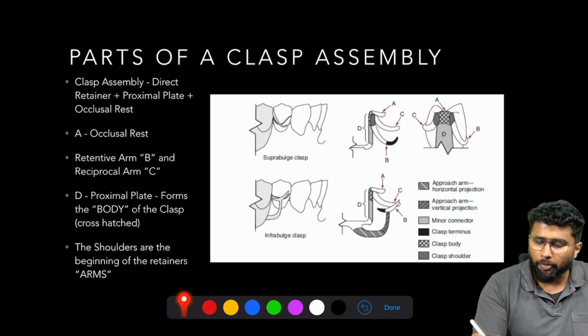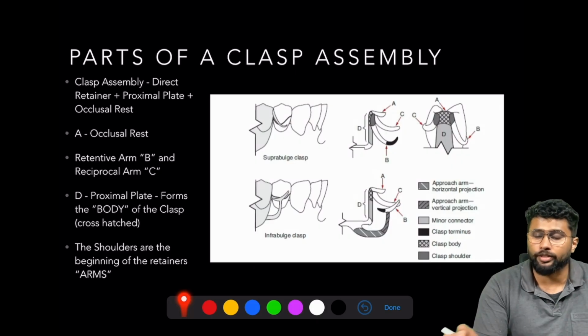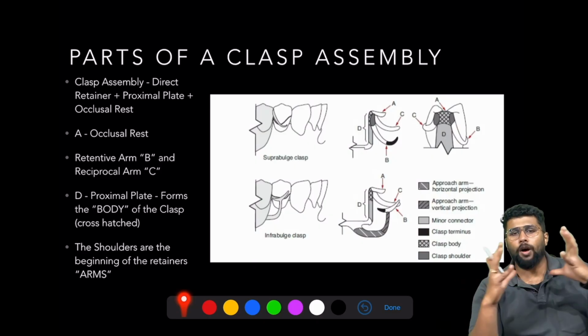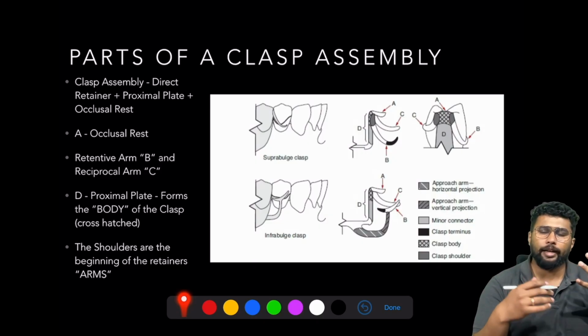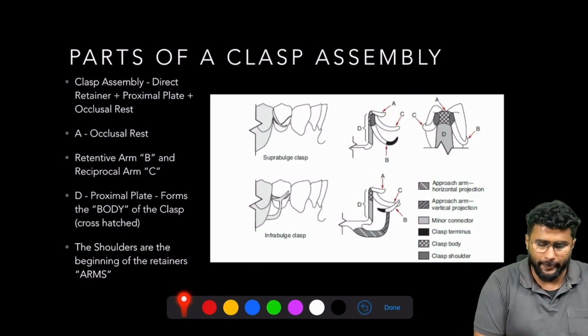The proximal plate actually forms the body of the clasp. So if you look at this, it forms the body of the clasp that is cross-hatched, this portion. And the gray, which are the areas from which the clasp arms originate, is called the shoulder. Even though it is all structurally a single unit, just for the sake of understanding and describing a clasp, they have been broken down into all these parts.